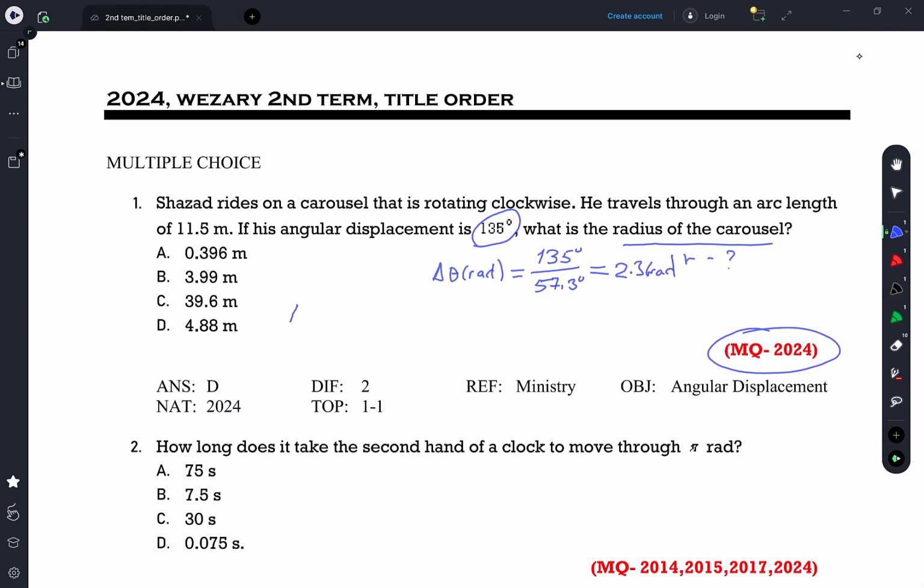I'm going to use the relation between angular displacement and arc length: delta theta is delta S over R, so R is equal to delta S over delta theta. Delta S is 11.5 meters, delta theta is 2.36 radian, so 11.5 divided by 2.36, the result is 4.88 meters. This is the correct answer here.